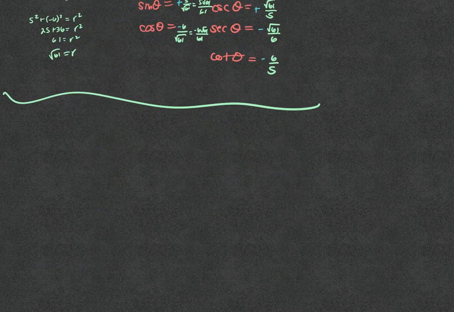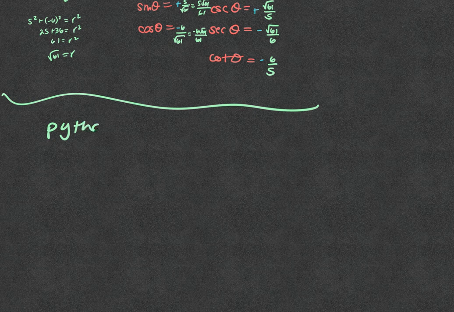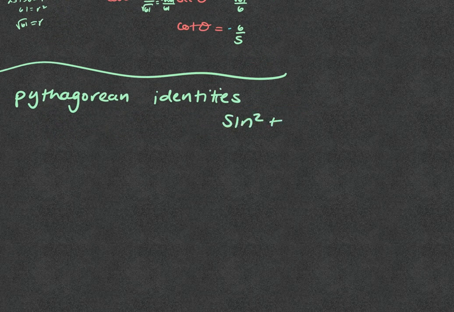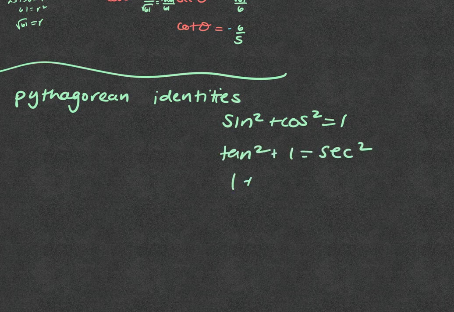And then the other kind are using the Pythagorean identities, which will be given to you. Sine squared plus cosine squared equals 1. Tan squared plus 1 equals secant squared. And 1 plus cotangent squared equals cosecant squared.